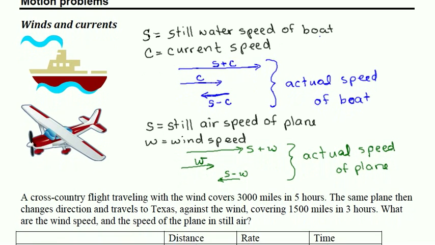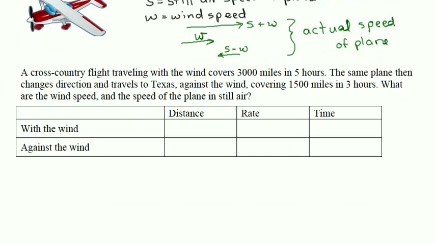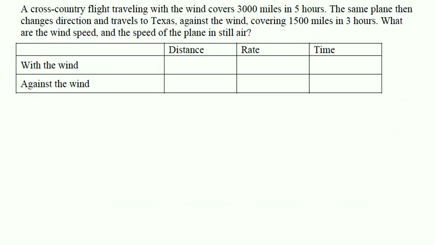So, to see how this gets applied, let's look at an application. A cross-country flight traveling with the wind covers 3,000 miles in 5 hours. So with the wind, 3,000 is our distance, and 5 is our time. The same plane then changes direction and travels to Texas against the wind, covering 1,500 miles, 1,500 being our distance, in 3 hours, 3 being our time. We're asked what are the wind speed and the speed of the plane in still air.